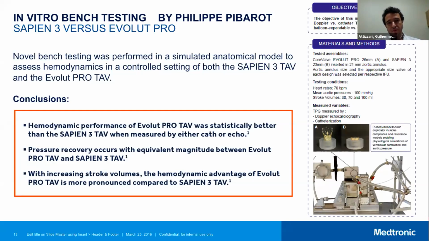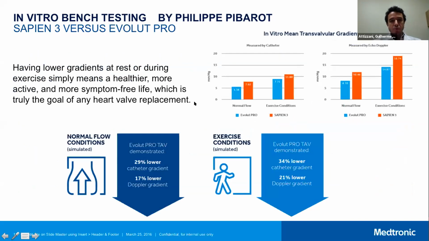Again, we are talking about the younger patients who are going to be more active. We're actually conducting a study here, which is going to compare these two valves in patients doing a stress MRI. There's much more to come, but I think we're going to see very interesting data for these patients when we exert them. And this is what he demonstrated: the EVOLUT Pro demonstrated a 29% lower catheter gradient and 17% lower Doppler gradient in normal flow conditions, and 34% and 21% lower when the model was under stress and higher stroke volume.